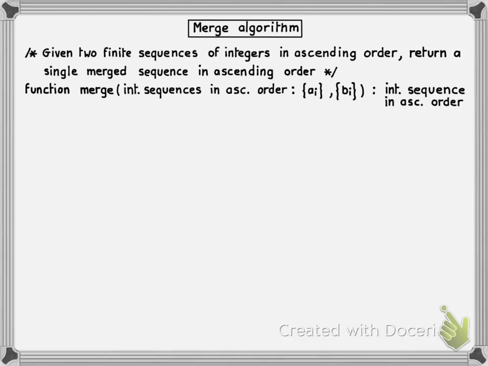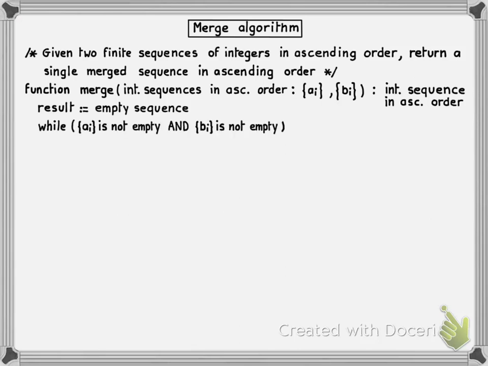This algorithm is going to build the result sequence incrementally. So we start by initializing this result sequence to the empty sequence. Then it's going to go through a loop, and every time through the loop, it's going to pick the smallest remaining element in the two sequences. It's going to remove that element from the sequence it belongs to and add it to the result sequence. The termination condition for this loop is when one of the two sequences becomes empty. So while the first sequence is not empty and the second sequence is not empty, we keep going.